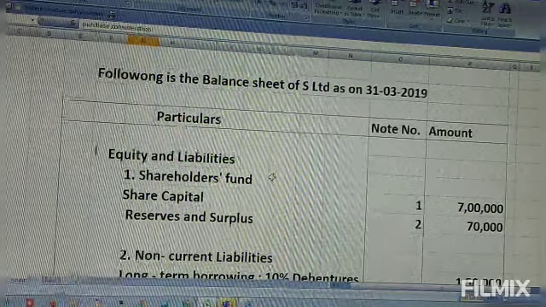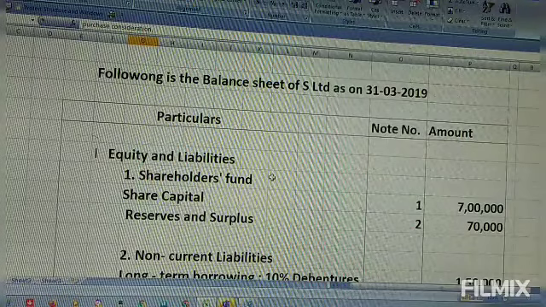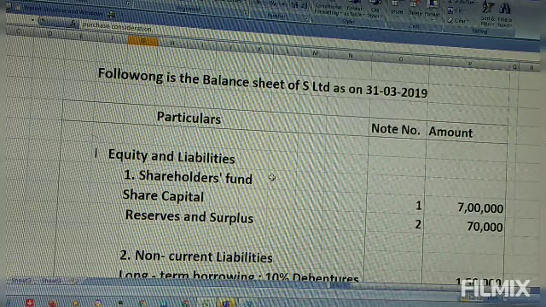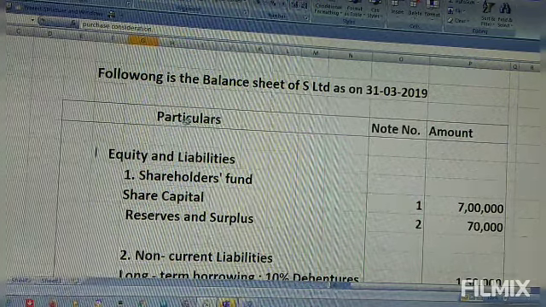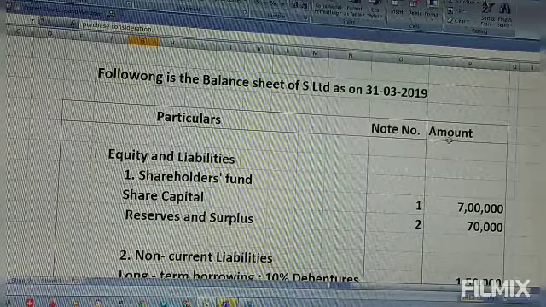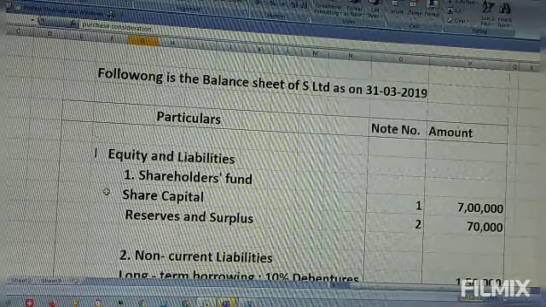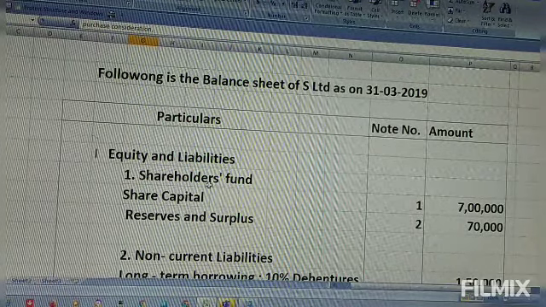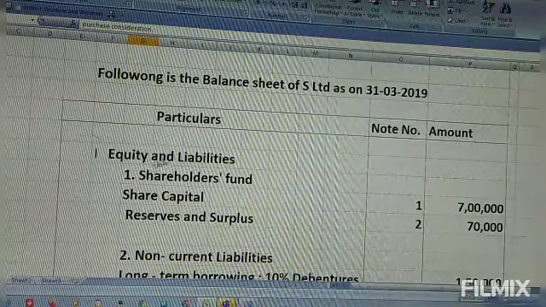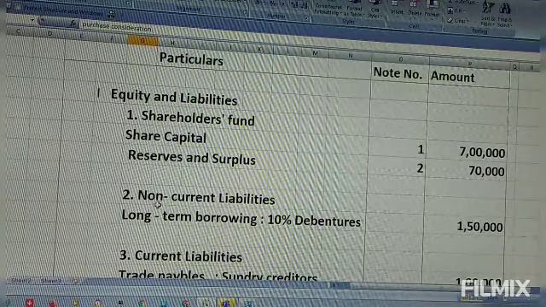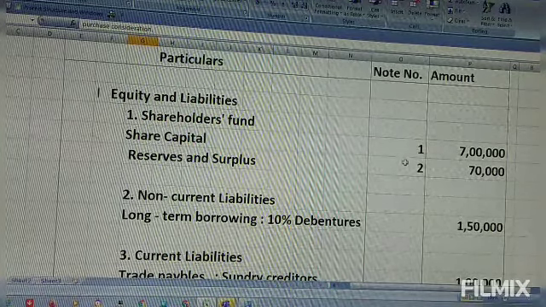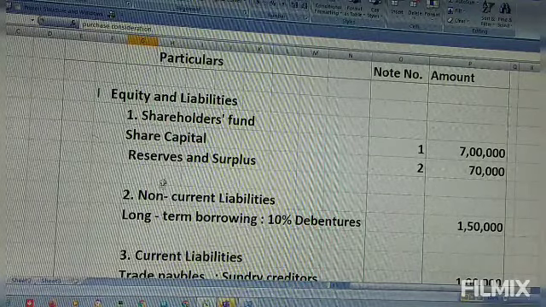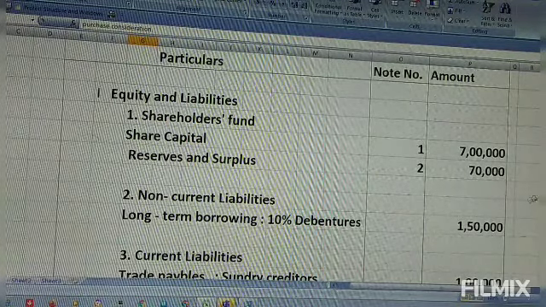It is in the vertical format. Means both sides will not be there. It is not in the T format. Vertical format means after the liabilities, assets are given. Notes are also given. Particulars, note number and amount are given. The first point is equity and liabilities. In that, the first sub point is shareholders' funds. Share capital comes under note number 1, 7 lakh. Reserves and surplus, note number 2, 70,000.